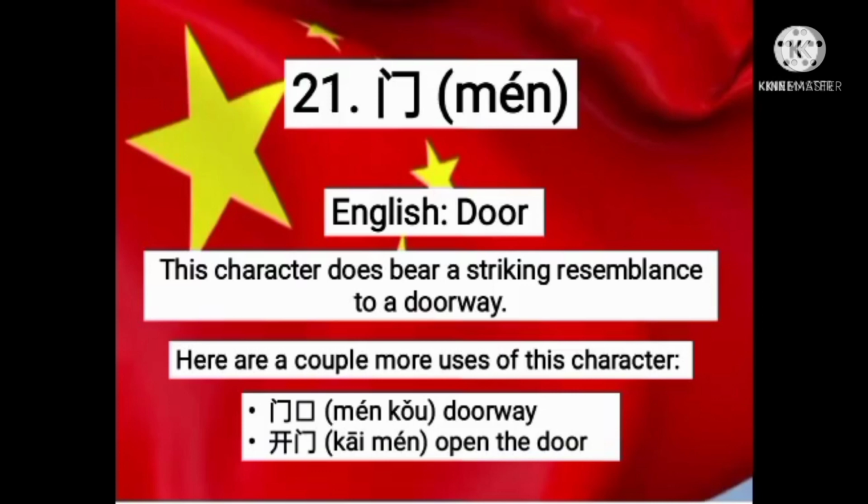21 is Men, English door. This character does bear a striking resemblance to a doorway. Here are a couple more uses of this character. Men Kou means doorway. Kai Men means open the door.